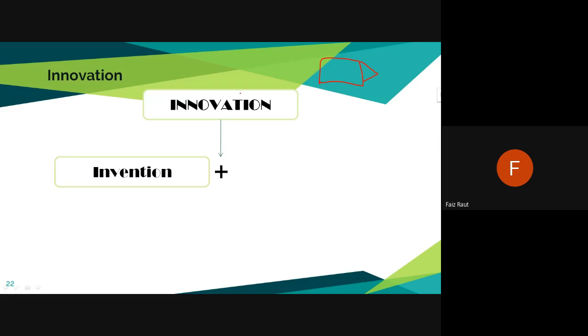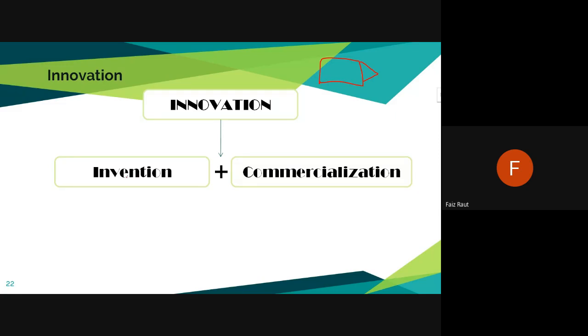Invention को when we can call it as innovation, when we can do commercialization. Commercialization means we can sell our invention, we can commercialize it for the public, we can keep a price for our invention and we can sell it. Only then that can be termed as an innovation.